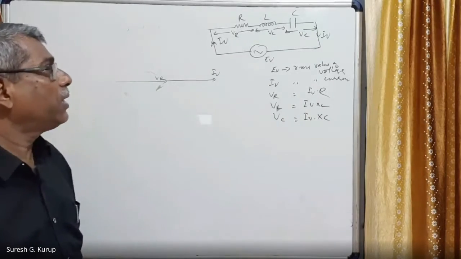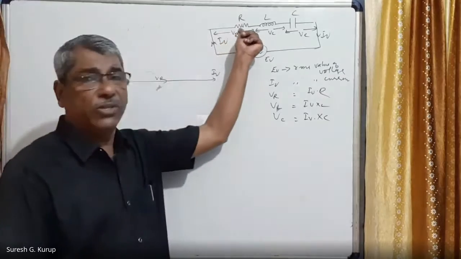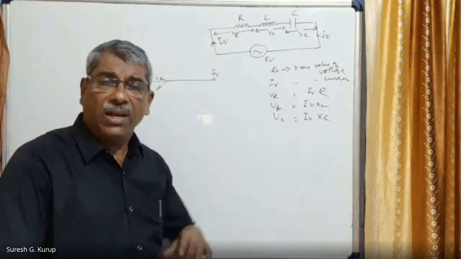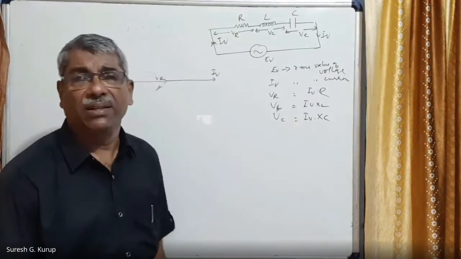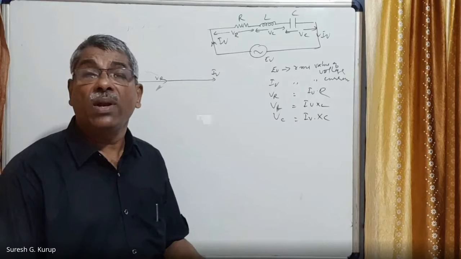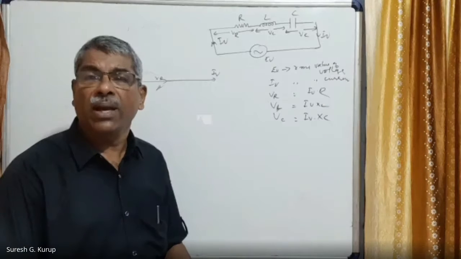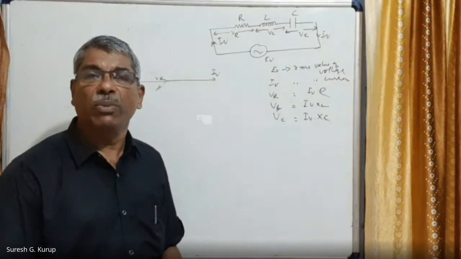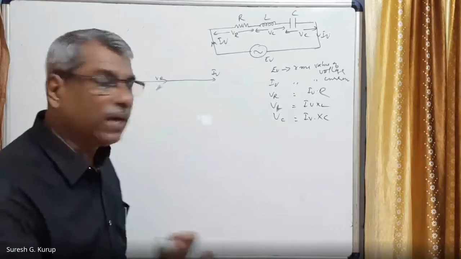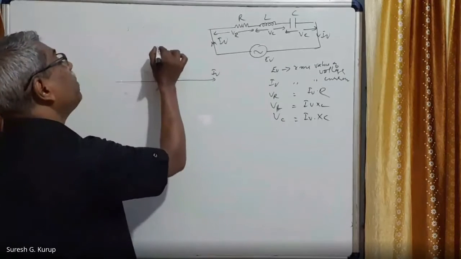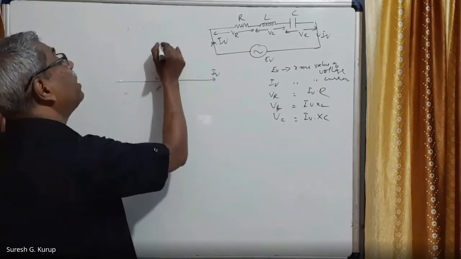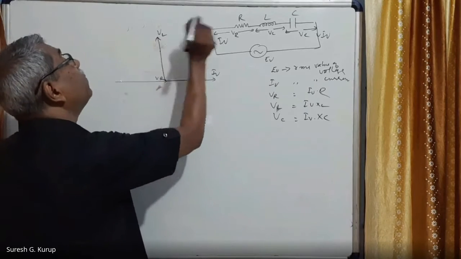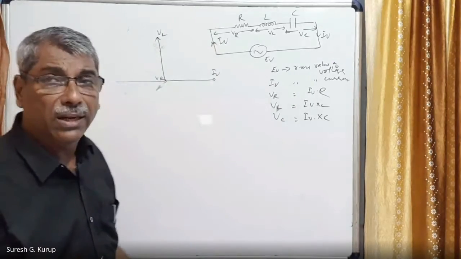Now suppose there is no resistance in the circuit and also no capacitor. Only inductor is there. In an AC circuit containing only inductor, the current will lag behind the EMF by an angle pi by 2. The phase difference between voltage and current will be pi by 2. In that case, we will draw this as V_L. This is V_L.